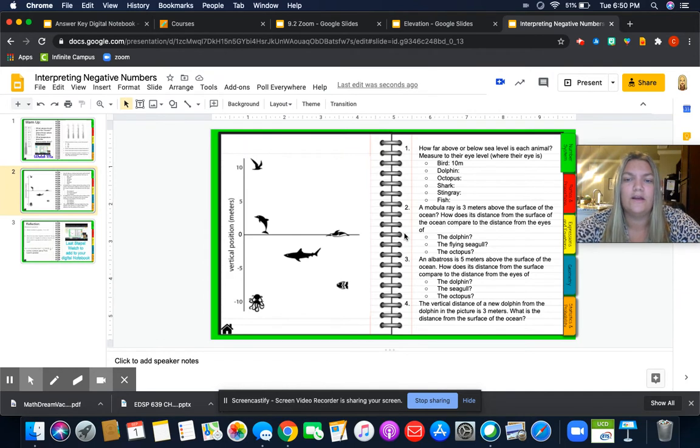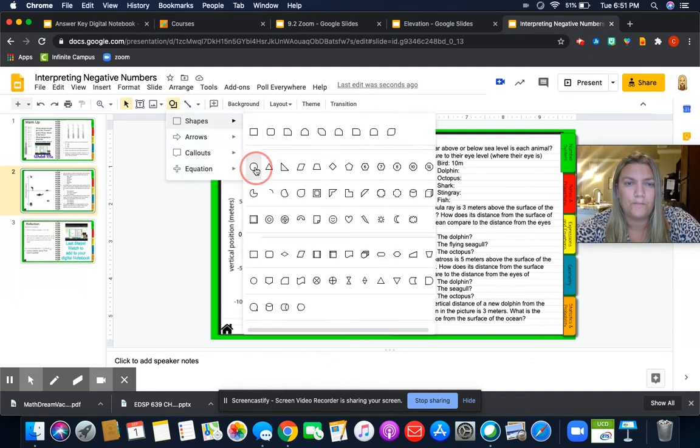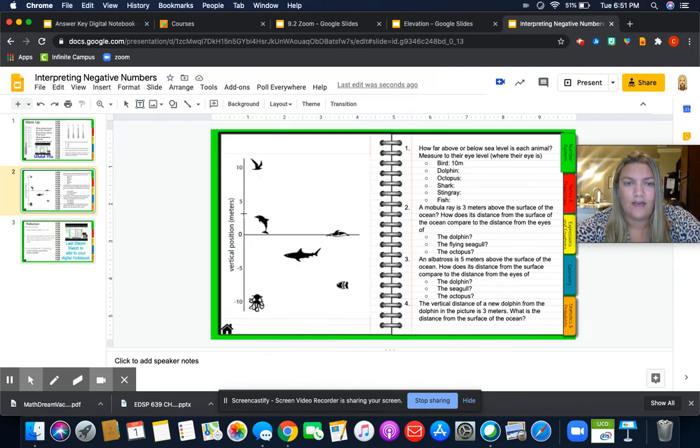The second part says that the Mobile Ray is 3 meters above the surface of the ocean. How does its distance compare to the surface of the ocean compared to the distance from the eyes of the animal? That is a lot of words. All this is asking is, if I have this animal, I'm going to draw a little shape for it, this ray that is around 3 meters above the surface. So my ray is going to be about right there.